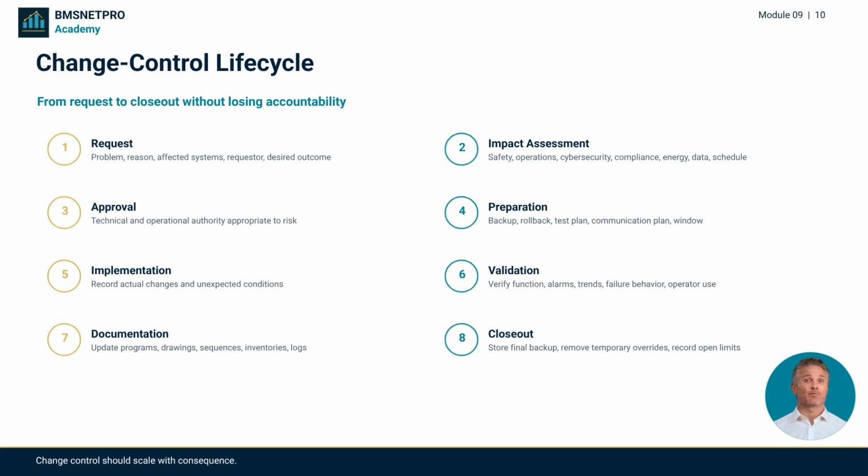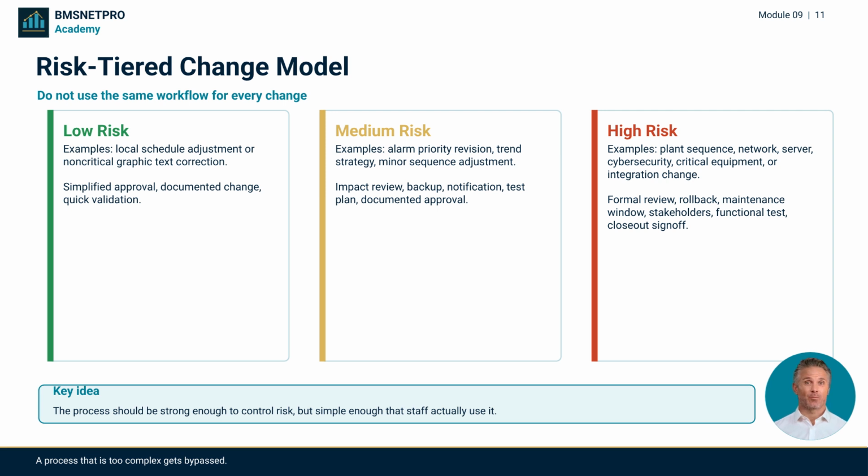Change control begins with a request, then impact assessment, approval, preparation, implementation, validation, documentation, and closeout. Low-risk changes can use a simplified workflow. High-risk changes need deeper review. Change control should scale with risk.